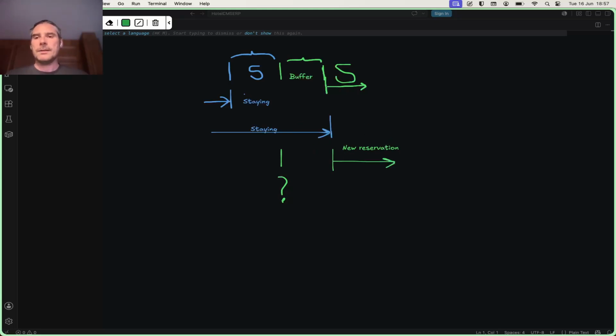Now, there is and there will always be a delay between staying and new reservation. That is the cleaning period. So in reality, we will have staying, then there will be cleaning, and then there will be new reservation.